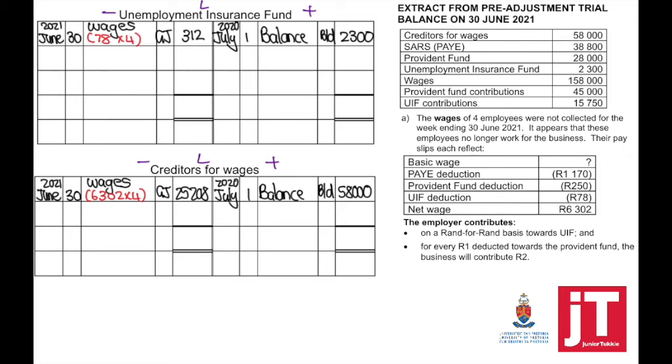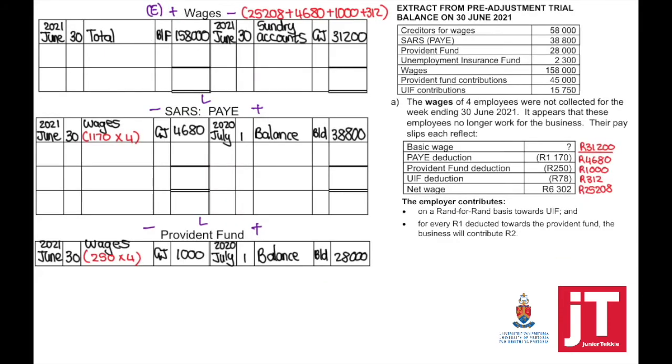To find now the gross wage, which will appear in the wages account: if the wages account is credited and the rest is debited, it means that we have to add everything on the debit side, and that will equal the gross wage. It means that we have to add the creditors for wages plus SARS pay-as-you-earn plus the Provident Fund deduction plus the UIF deduction.